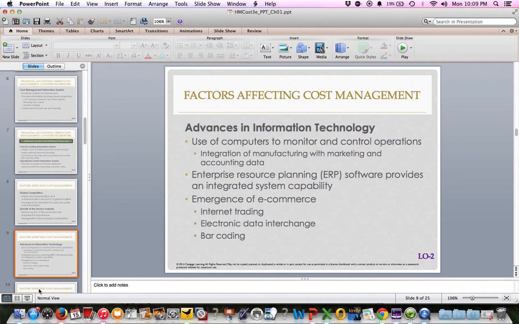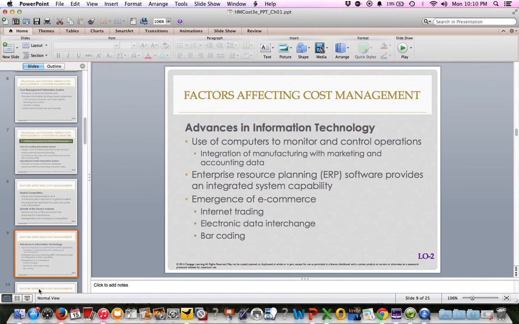Obviously technology plays a very large part in cost management. With anything in accounting nowadays, technology has become a very big deal. So obviously computerized accounting systems, computerized cost management systems. It says here the integration of manufacturing with marketing and accounting data. And of course you've got some really big software companies that are global that produce systems called ERP, which stands for Enterprise Resource Planning, which integrates all these different facets of a company into one software system.